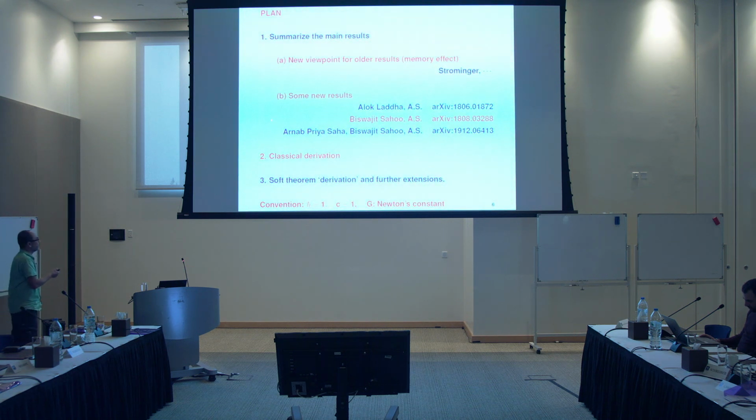So, after giving the summary of the results, I will give a classical derivation. This is a classical result, right? It is the gravitational waveform produced during a classical process. So, there has to be a classical derivation. So, I will give a classical derivation of these results, and then I will describe how this was derived from the soft theorem.